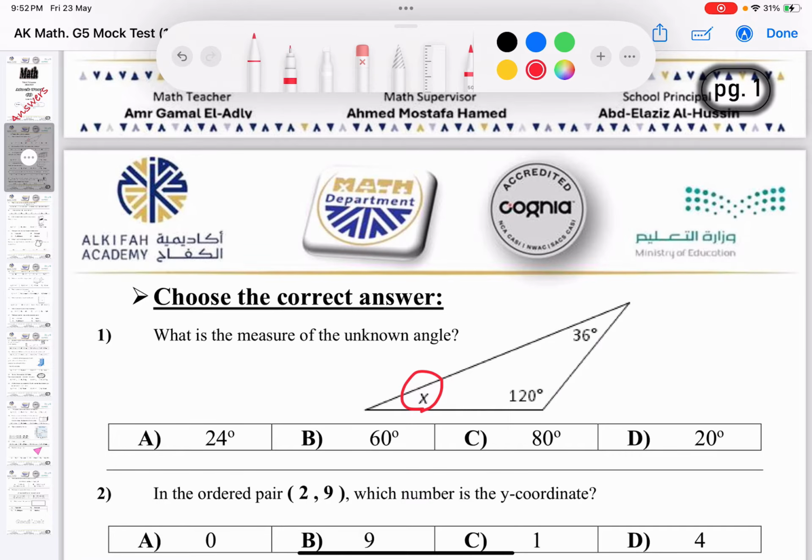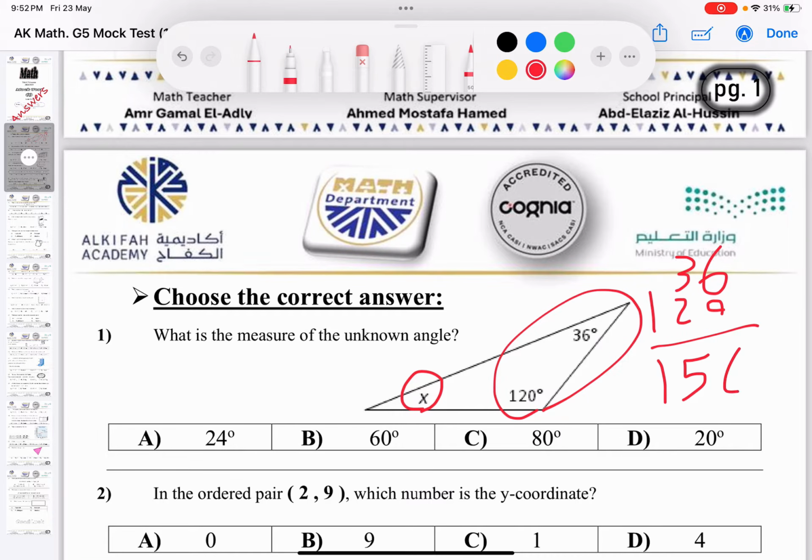We know that the sum of measures in any triangle equal 180. So if we have a missing angle هنعمل ايه؟ بسيطة خالص. We have two angles so we will add them. So we have here 36 plus 120 will be 156. So we know that all of them 180 minus 156 and we solve it. Okay, 180 minus 156 will be 24.